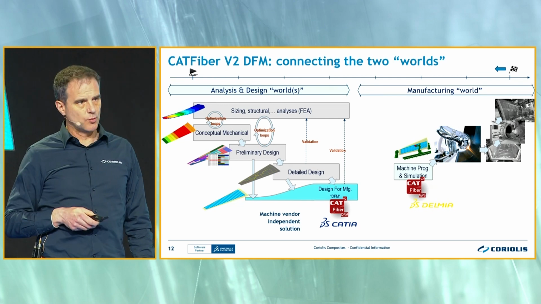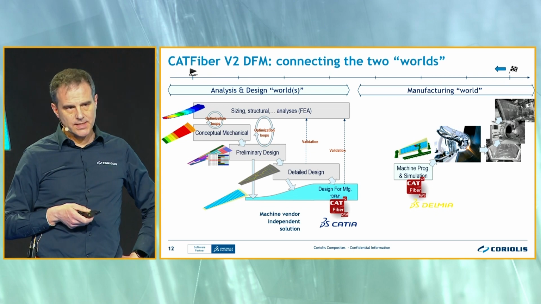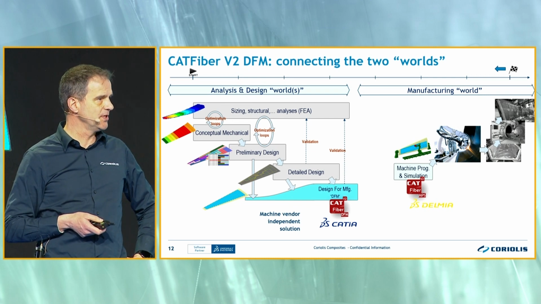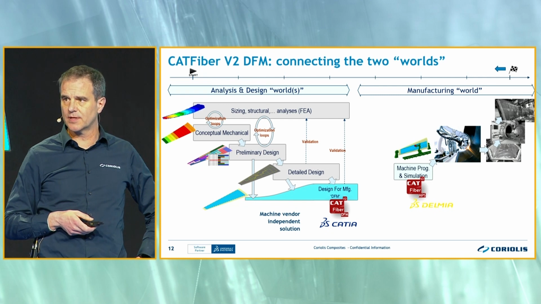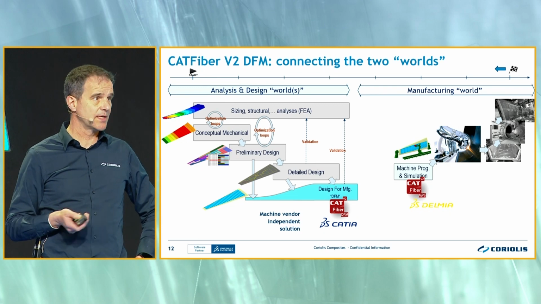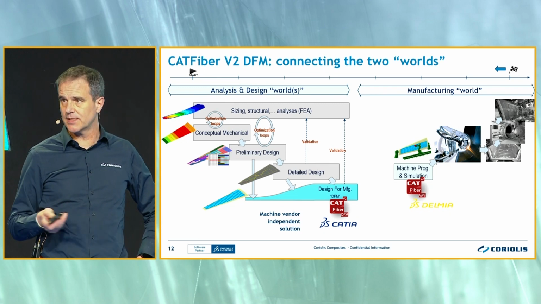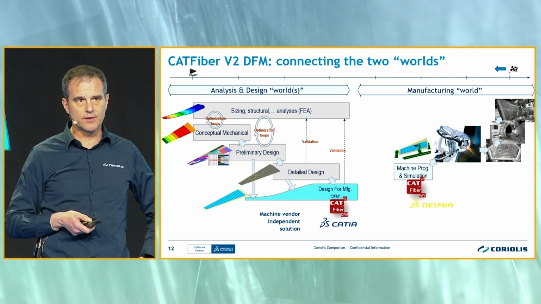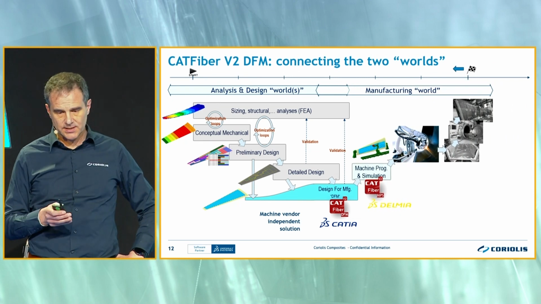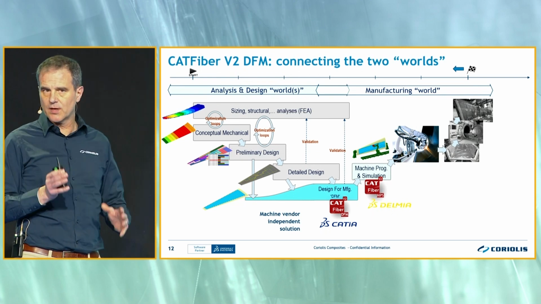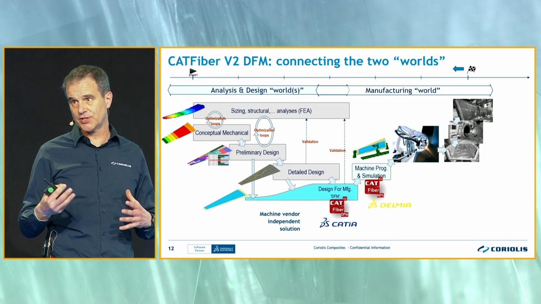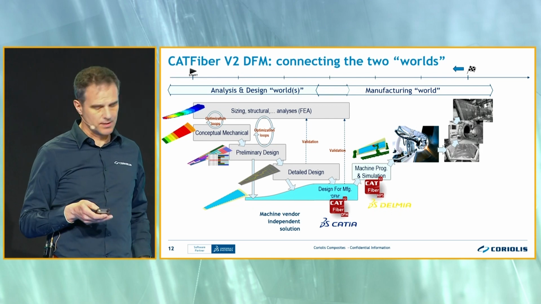The CATFiber solution, I'll show you a video just after, is a machine-independent solution. True, Coriolis is known for being a machine vendor, but we developed this CATFiber solution as a machine vendor independent solution, and you'll see that you can test all the machine heads that you want to see what it would give on your part. And because we've done most of the work earlier on in the process, it shifts the timing of the actual machine programming, because it makes it easier to program the machine since you've taken that into account earlier in the process.